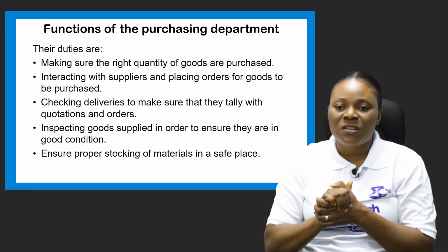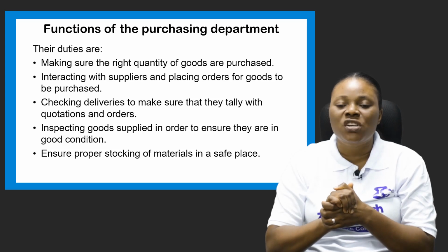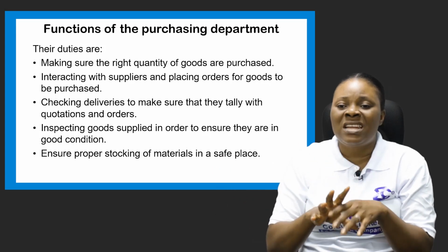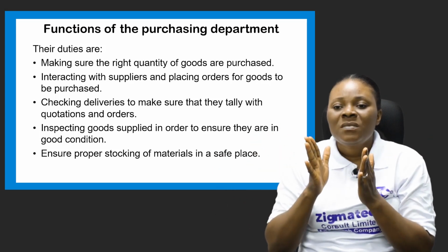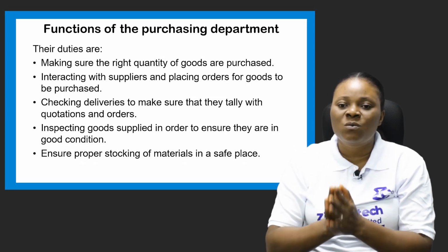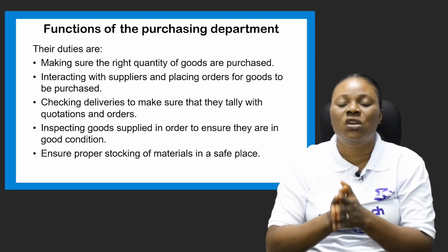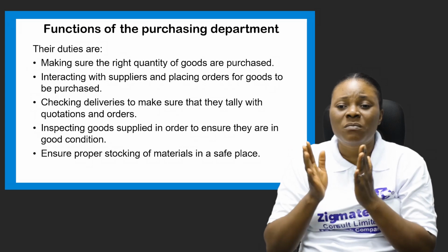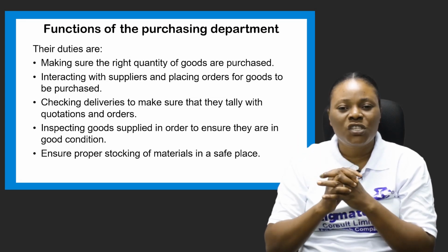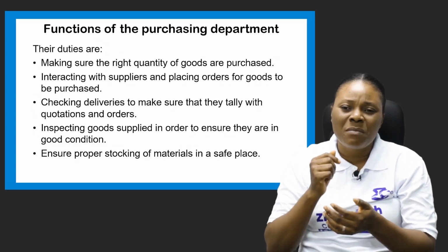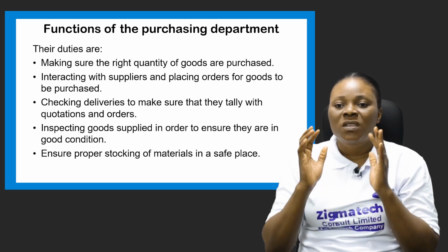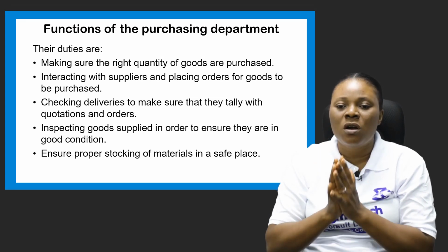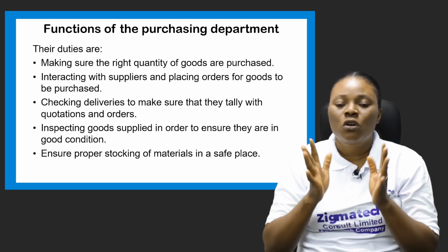They also check deliveries to make sure that they tally with quotations and orders. They ensure that as the suppliers are bringing in the goods that they have placed orders for, these deliveries are in line with the orders received and also the quotations given by the suppliers. They also inspect the goods supplied to make sure that they are in good condition. Every product or every material supplied by the supplier, it is the duty of the purchasing department to check every good to ensure that they are delivered in good condition.